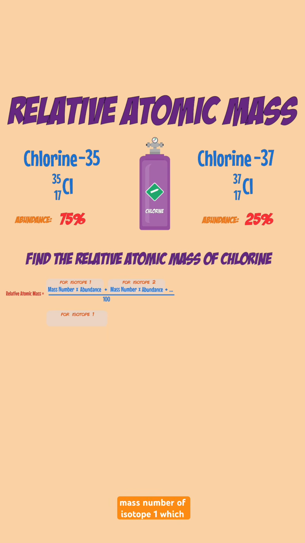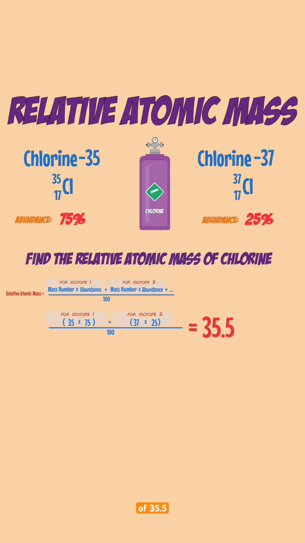So first get the mass number of isotope 1, which is 35, and multiply that by the percentage abundance of 75. Then for isotope 2, do the same thing, which will give you 37 times 25. Now add both of these results together and divide by 100 to give you an answer of 35.5.